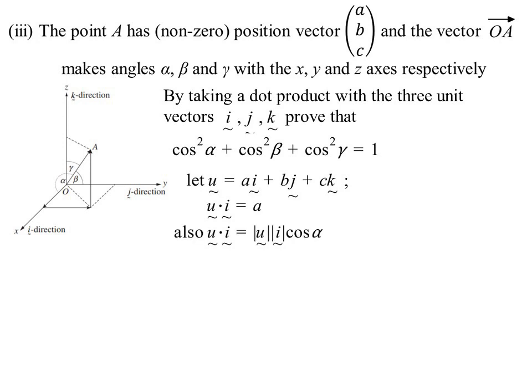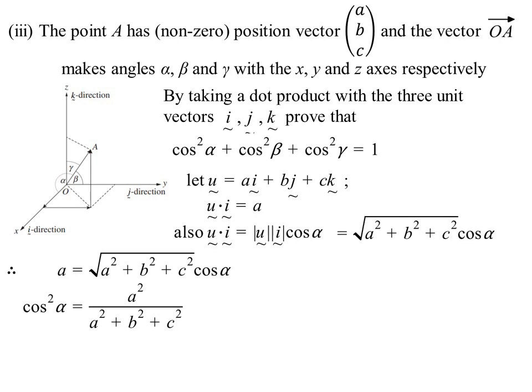We know that to be true. But we also know that I could have written it as the magnitude of u times the magnitude of i times the cosine of the angle in between, which we've been told is alpha. But the magnitude of i is 1, it was a unit vector. And the magnitude of u I can find with the square root of a squared plus b squared plus c squared. So I now have a new expression for the dot product. But of course they've got to be the same thing. I can now rewrite this and find a value for cos squared alpha.